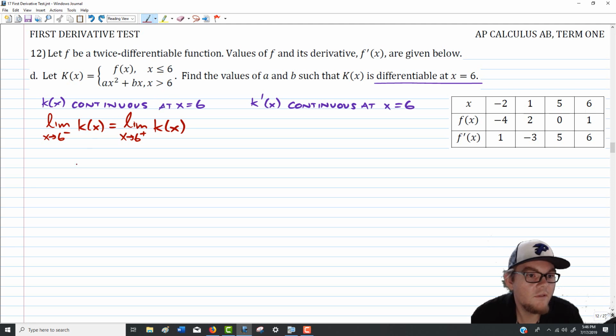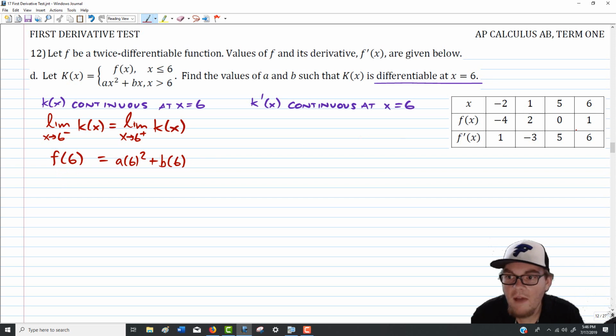Well, this is the left value. That's going to be equal to f of 6. On the right side, we're going to have a times 6 squared. I'm literally just plugging 6 into the two branches, plus b times 6. Simplifying here, f of 6 is 1. So 1 is equal to 36a plus 6b.